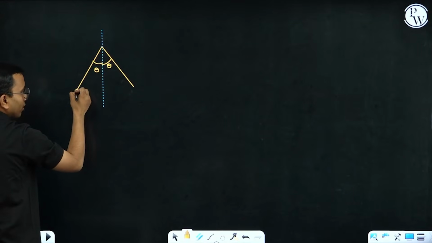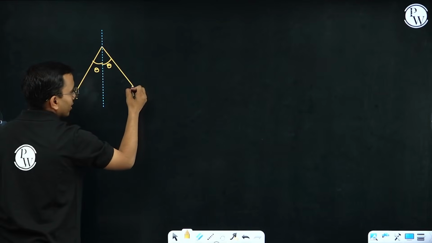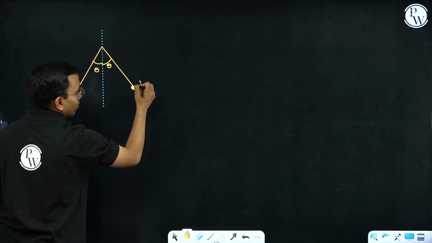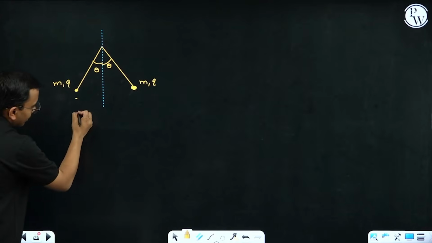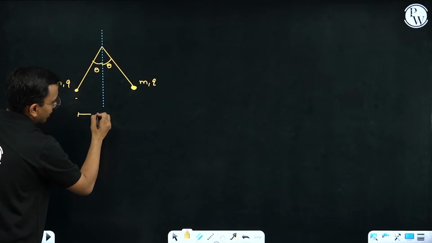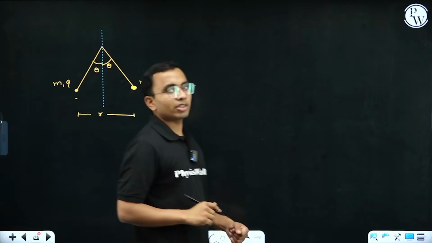This is one ball, mass m, charge q. This is another ball, mass m, charge q. And the separation between the two, let us take this as r. We have to find this separation between the two.